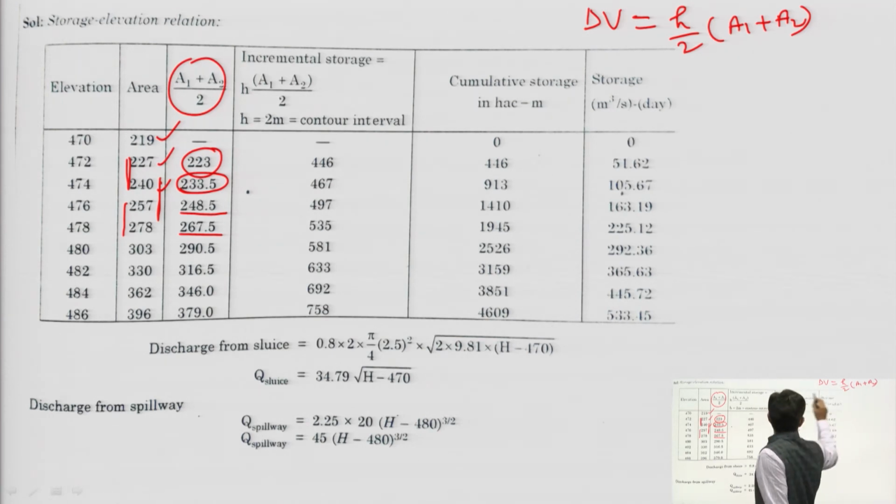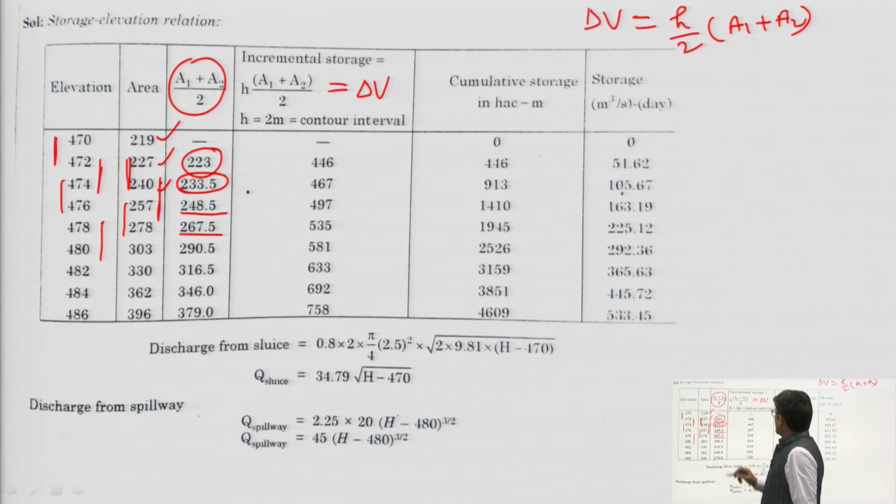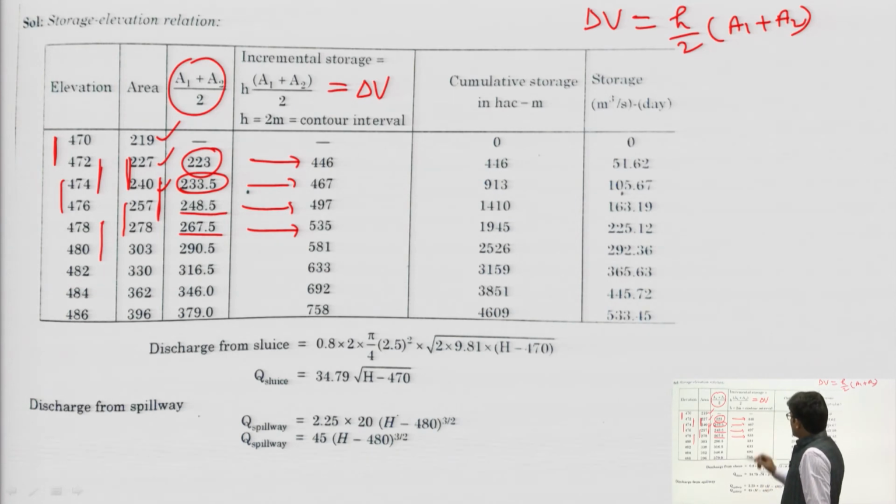Incremental storage means delta V. This is the value of delta V. Simply multiply by H, and H is the interval, which is 2. So, the incremental value of H for this data is 2. Multiplying this value by H, that is 2, the contour interval, we get this value.